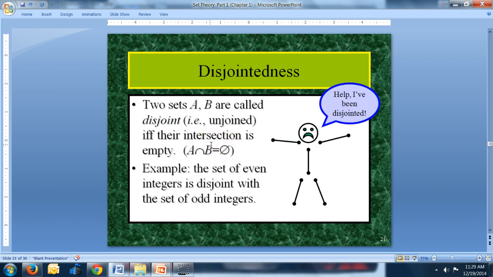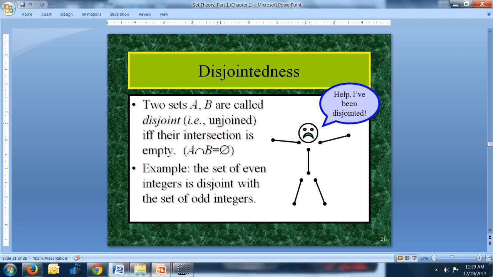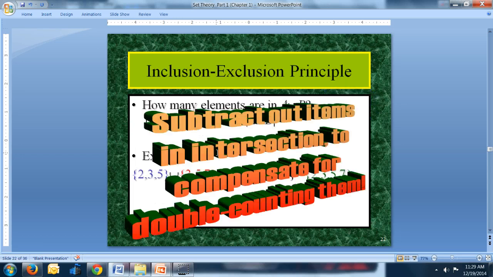We call two sets that don't have any common elements disjoint sets. Like the examples that we have over here, this set and this set are disjoint. They don't have any common elements, so their intersection will be an empty set. Versus these two sets here, which are called joint sets. So two sets are either disjoint or joint. Sometimes we also call disjoint sets mutually exclusive sets. All right.